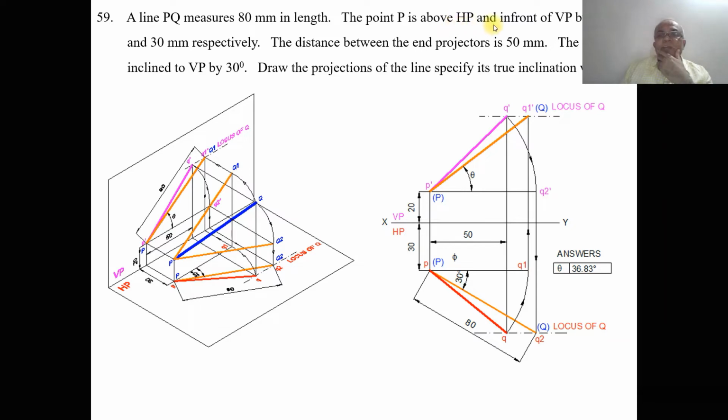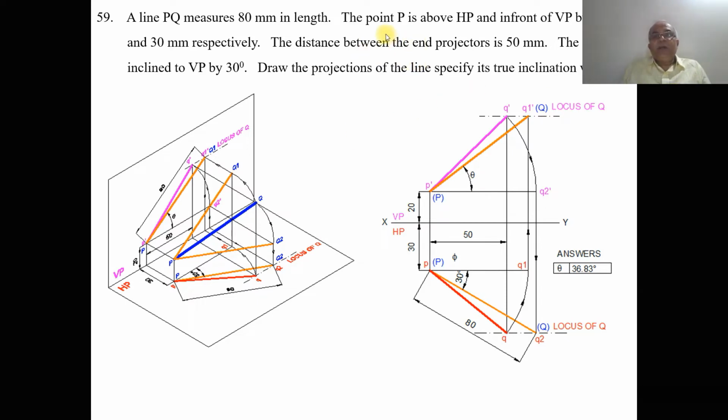The point P is above HP and in front of VP by 20 mm and 30 mm respectively. The distance between the end projectors is 50 mm. The line is inclined to VP by 30 degrees. Draw the projections of the line and specify its true inclinations with HP.